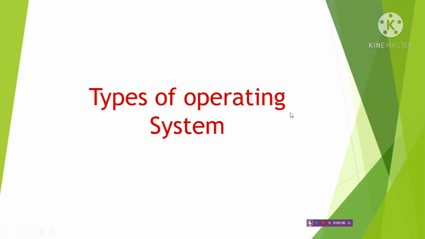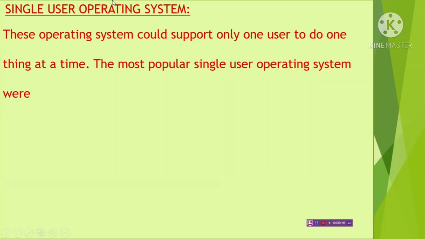So we'll study today about types of operating system. Different types of operating systems are there. One is single user operating system. This operating system could support only one user to do one task at a time. One user can work in a system and one type of work can be done. That means two works cannot be opened or done.